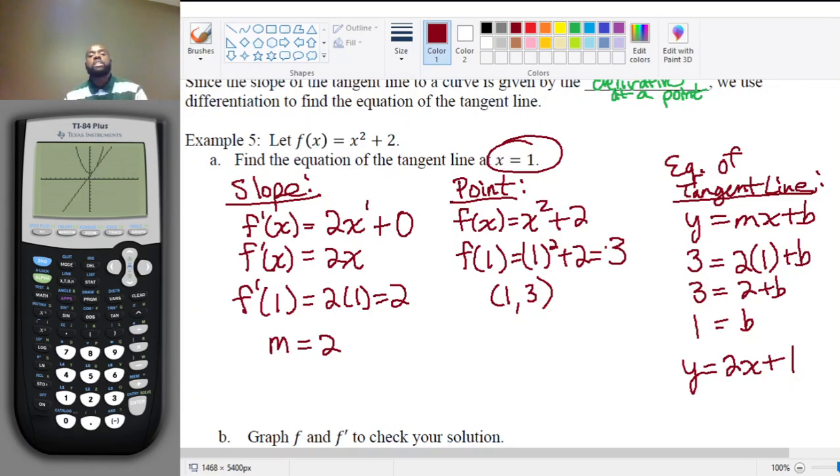We've found the equation of the tangent line. We find a derivative, plug in the x value, that'll give us our slope. And the point we need to come up with our equation of our tangent line, we go back to the original function, plug in our x value so that we can get the associated y value.